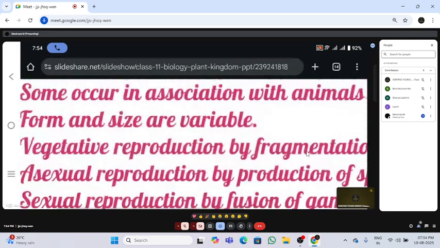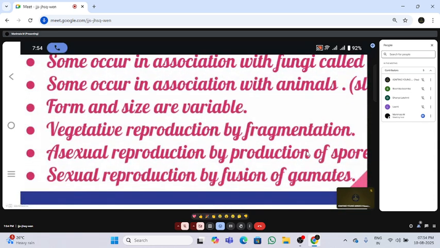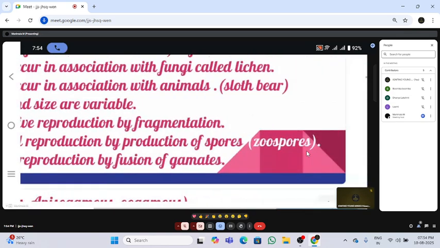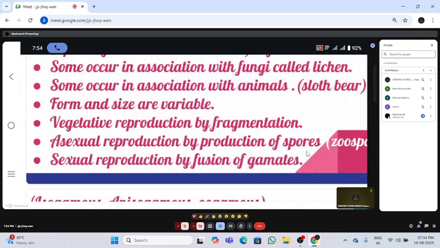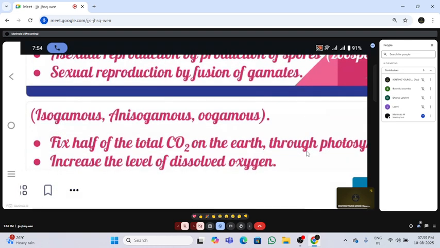Okay, and the next thing, the vegetative reproduction. The size, I told, some are unicellular and some multicellular. Vegetative reproduction takes place with the help of fragmentation. Asexual reproduction takes place with the help of spores, which are zoospores. And sexual reproduction takes place by the fusion of gametes. So this is the way the reproduction takes place.